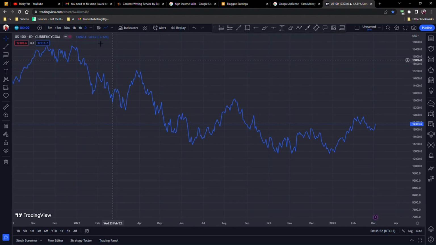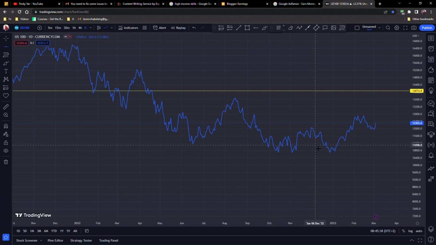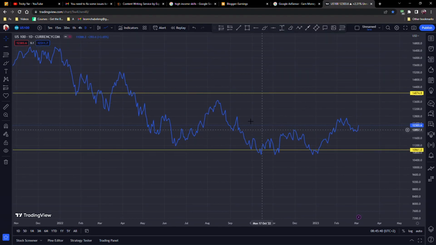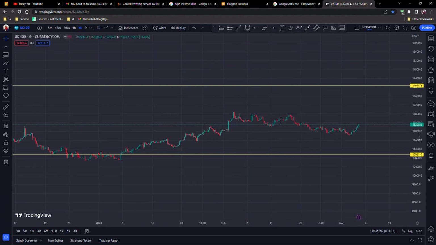Right now we are looking at US 100 and we're just gonna plot our weekly high and our weekly low. These are the areas where we expect the market to play around within the upcoming week. So we're gonna go to the 4-hourly and on the candlesticks.